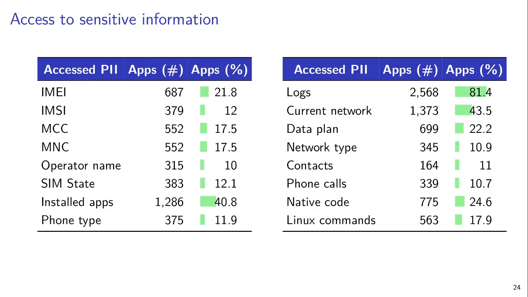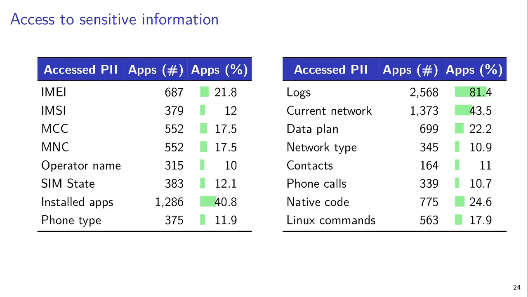Now, what we also did is apply static analysis on a random subset of our apps, just to understand what kind of PII or personal information they could potentially access. So many of these applications could access dangerous PII, such as the IMEI, which is a unique non-resettable ID, or even access the device logs.